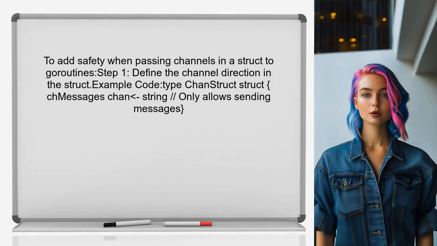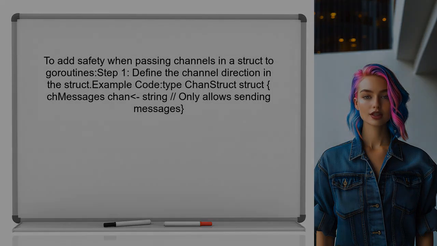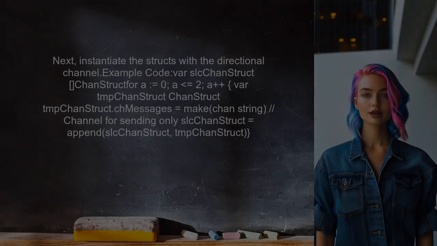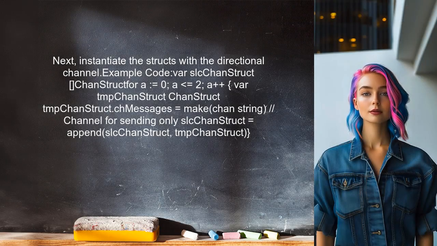To add safety when passing channels in a struct to Go routines, the user can define the channel direction in the struct itself. This way, they can ensure that the Go routines can only send messages through the channel. Next, the user should instantiate the structs with the directional channel. This ensures that each instance of ChanStruct can only send messages and not receive them.